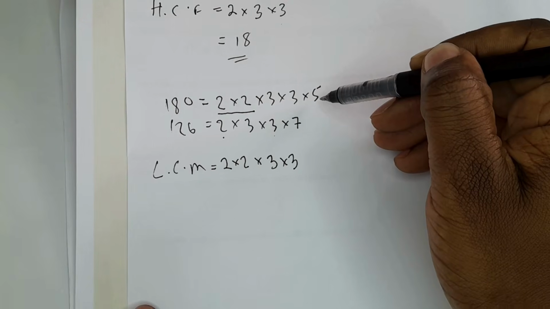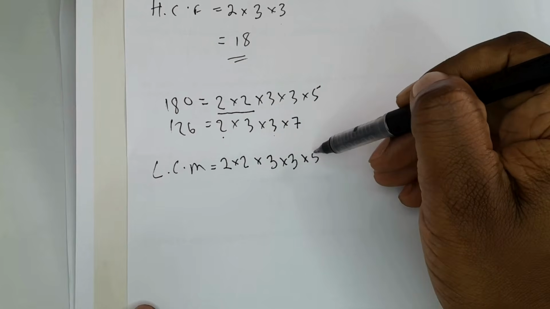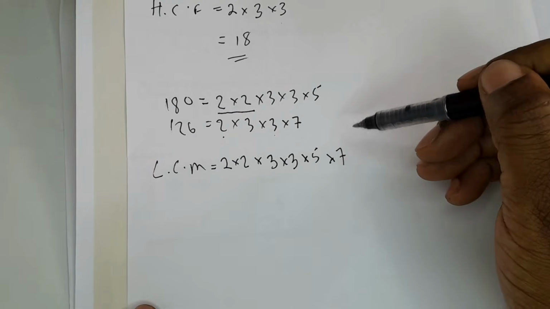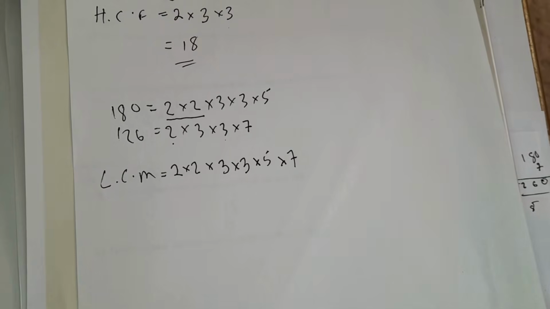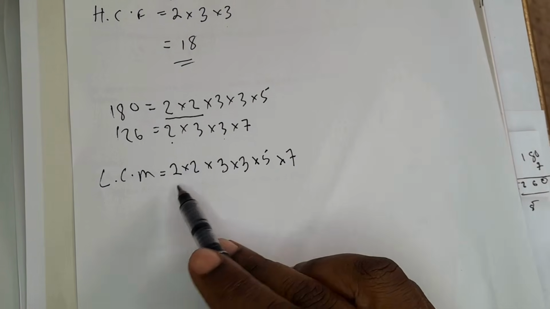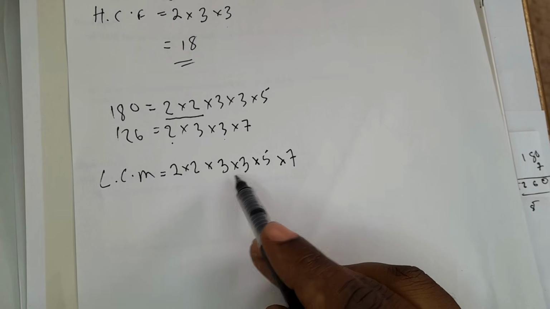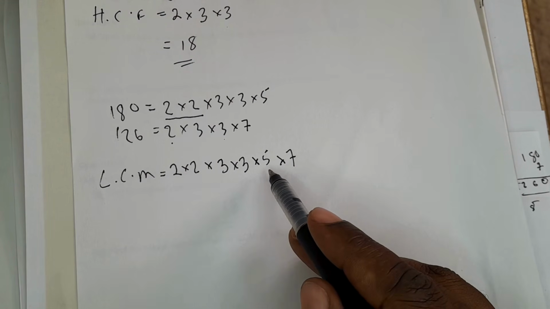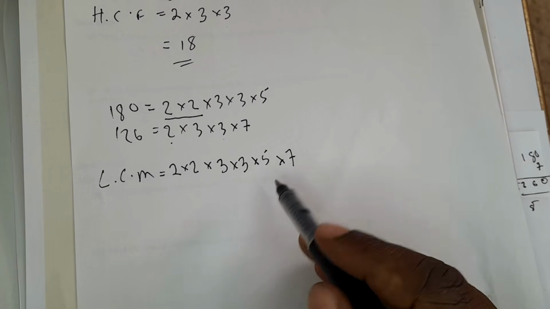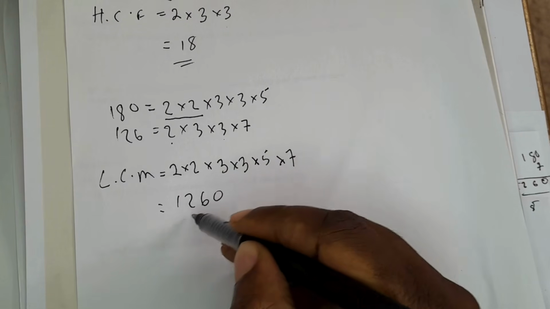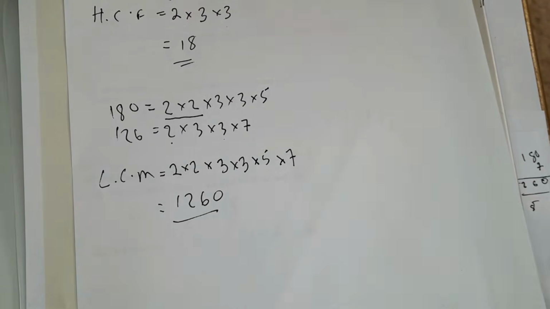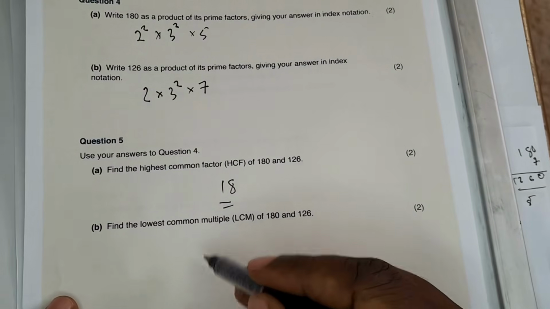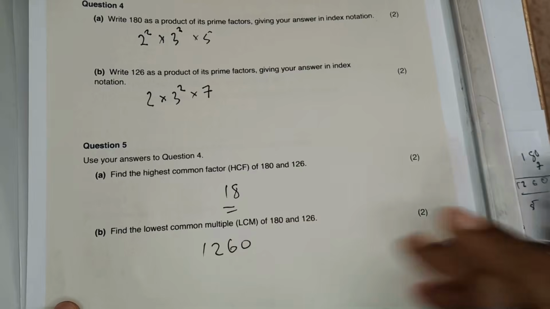What about 5? 5 is the highest power present of 5, so you're going to take 5 as it is. The same applies with 7; 7 is the highest power of 7 available, so you will just take 7 as is. So when you multiply 2 times 2 times 3 times 3 times 5 times 7, you get 4 times 9, which is 36. Then 36 times 5 is 180, and 180 times 7 will give you 1260. And that will be the LCM. Okay, let's move on. So you've got your answer here, which is 1260.